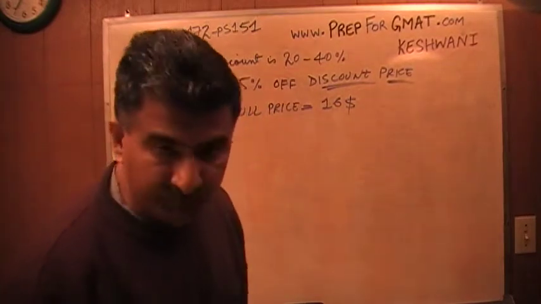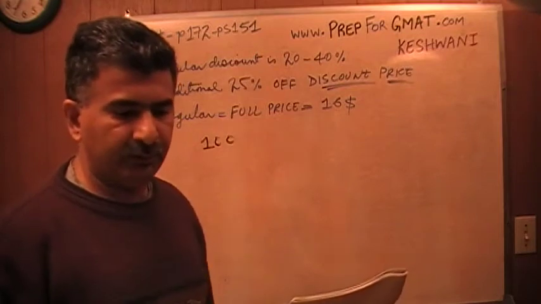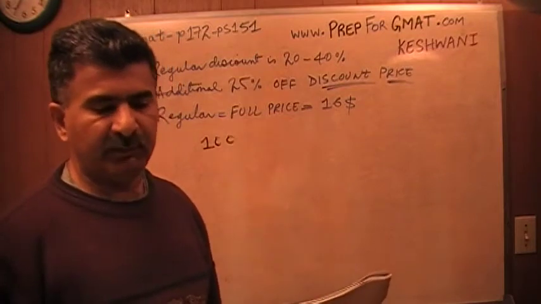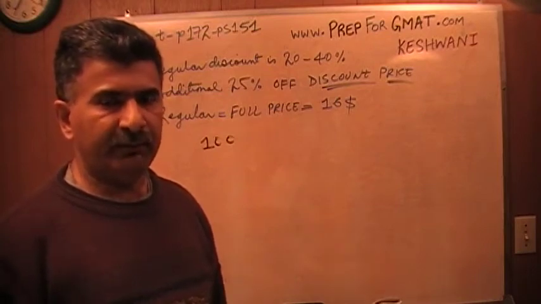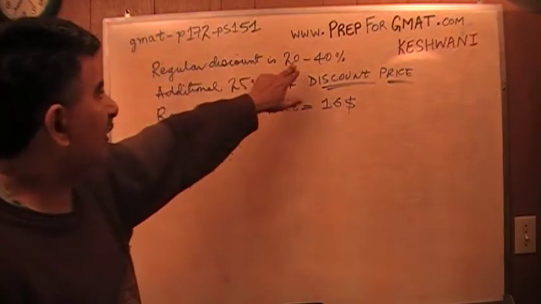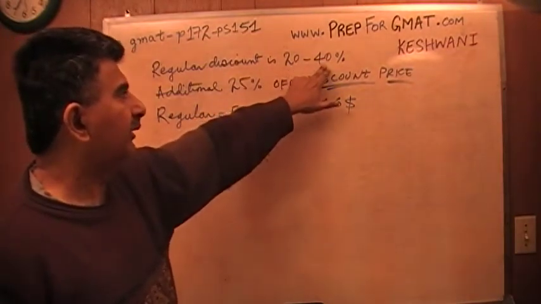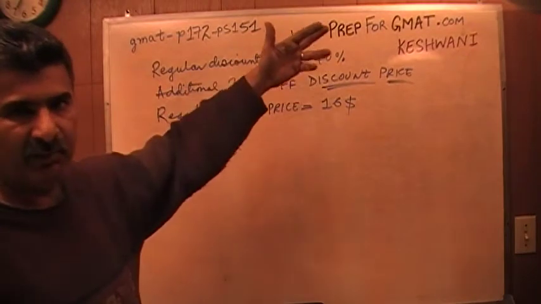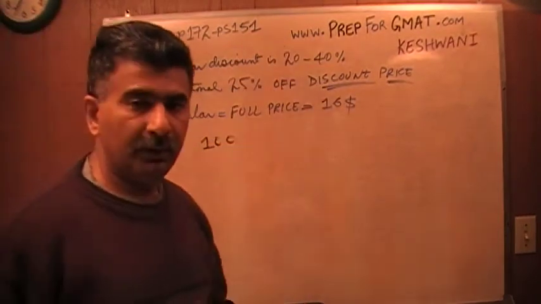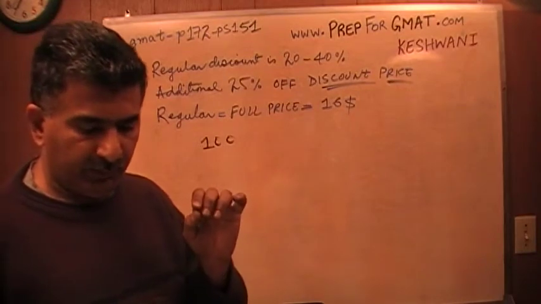Let me read the question one more time, the punchline. The punchline is, what is the lowest possible price? The lowest possible price, not the highest possible price. Highest possible price would be a scenario where you only take 20% off, because it goes from 20 to 40%. You take only 20% off and then you take out another 25%. That is the highest possible price in the scenario of a discount. They're looking for the lowest possible price that you will pay.